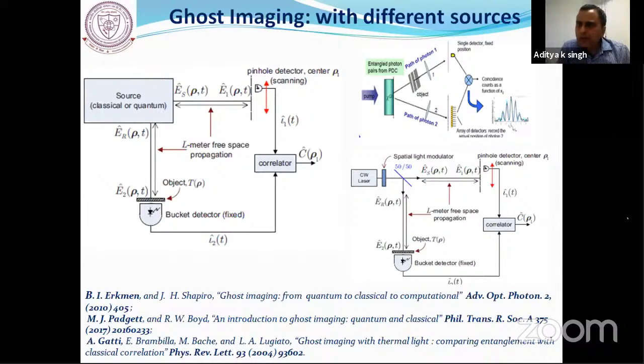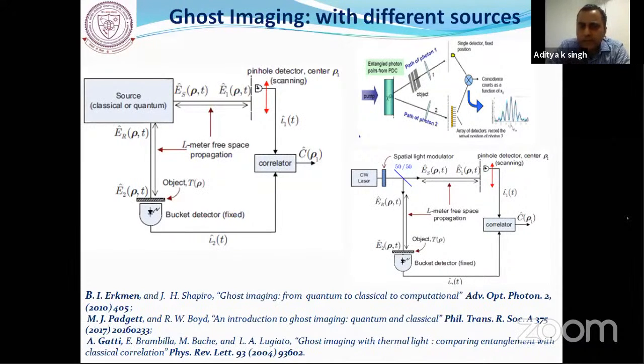Recently, people are also trying to extend ghost imaging to computational ghost imaging. There is a very beautiful review article by the Shapiro group, where they cover ghost imaging from quantum to classical to computational. My work is also trying to develop ghost imaging with a computational approach. Rather than using the rotating ground glass, we can use a device called a spatial light modulator.